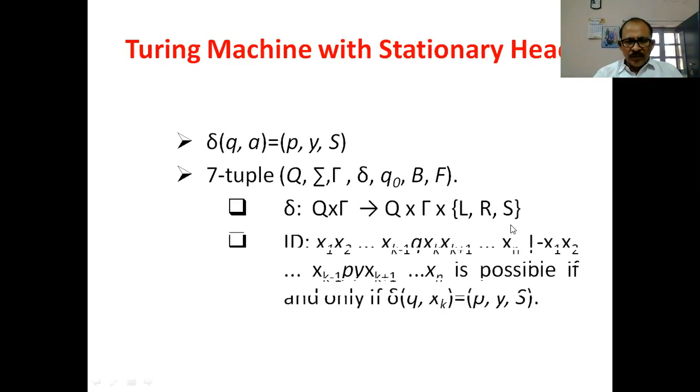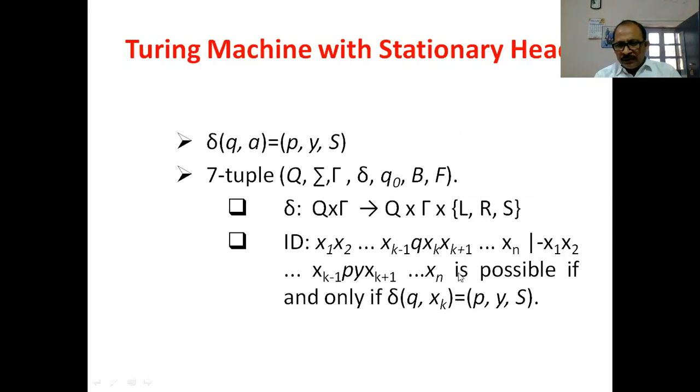Now, suppose at any instant of time, the ID of the Turing machine is as follows: x1, x2, ..., xk-1, q, xk, xk+1 to xn. Here, the tape head points to xk. And suppose this is the instruction. Machine in state q, if it reads xk, it goes to state p, replaces this xk by y, and at this time the Turing tape head will not move in either left direction or right direction.